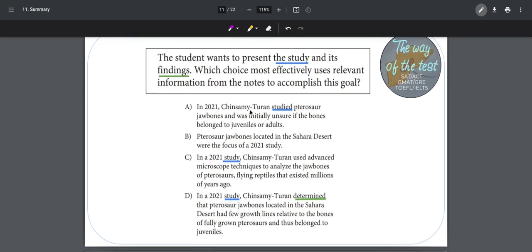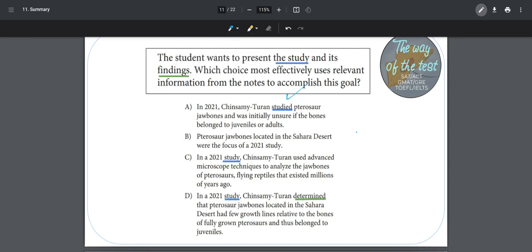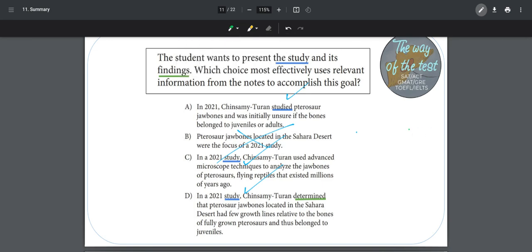So letter A, this person studied, okay, there's the study. I'm going to put the study in blue, actually. So study, okay, study. Letter B, there's no study, so I don't care about letter B. Letter C, there's a study, okay. Letter D, study, okay, there's the study. Okay, I'm presenting the study in A, C, and D, not in B. I eliminate B, just because it's not talking about any studies, and I want the study.